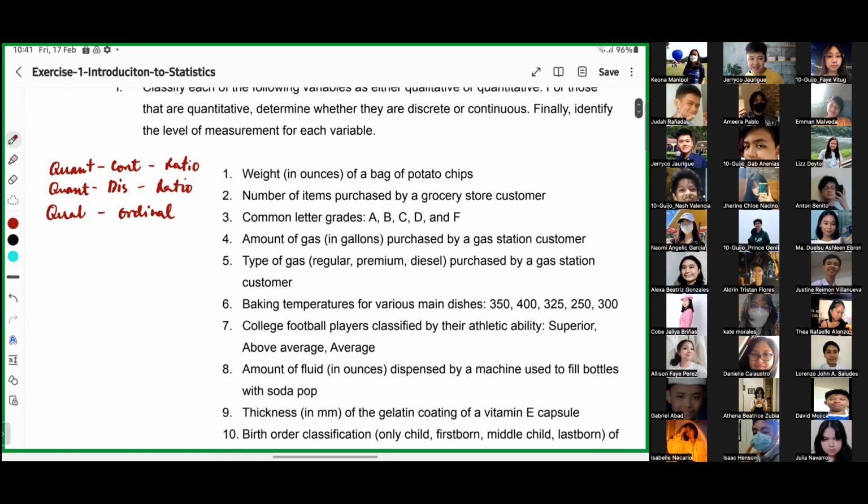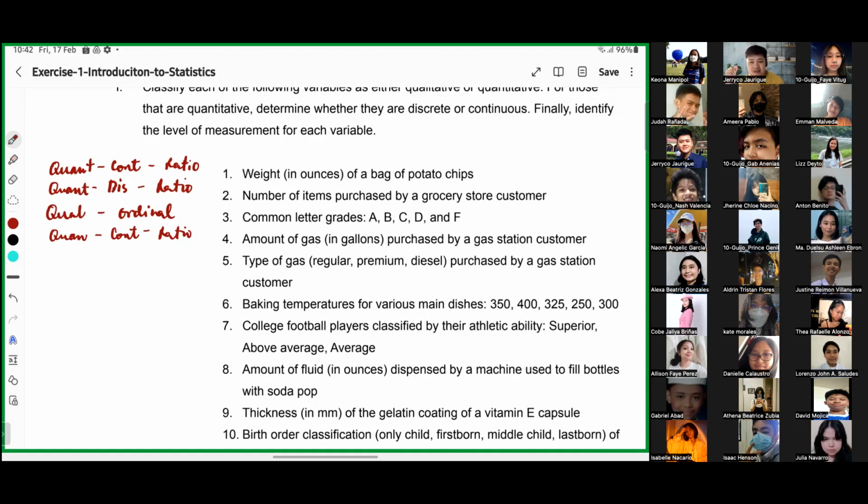Hello po. Hi. Quantitative po, tapos... Hindi, basahin mo muna. Amount of gas in gallons purchased by a gas station customer. Quantitative po, tapos continuous po. Yeah. And ratio rin po yung level of measurement. Alright. Thank you, Prince. May tanong ba doon? Tama, no? Tama. Can I see a thumbs up? Don't worry, hindi na kayo yung next. Kung sino yung mag-react. Alright. Prince, select. Sino yung sunod natin?